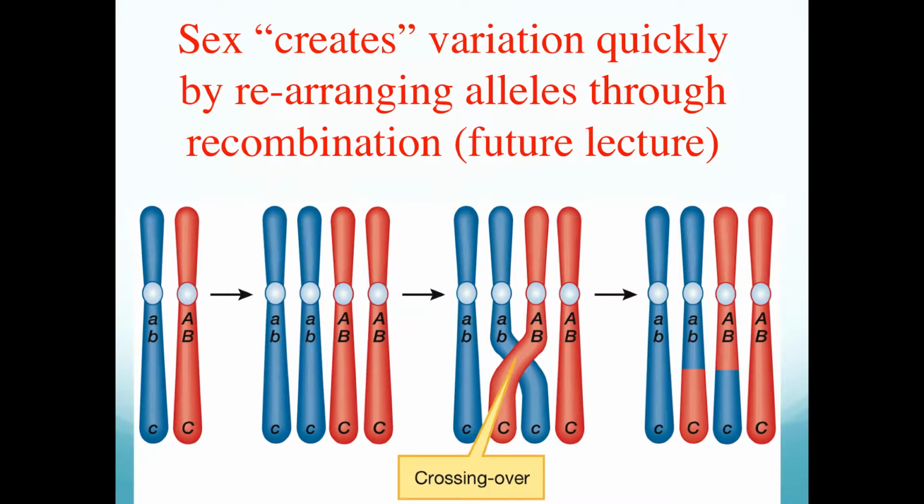So sex, just to reiterate, creates genetic variation by giving us different combinations of little a and big B and big C. So by putting little a and little b with a large C, we create a brand new variation. However, today we're going to be talking about simply new mutations rather than recombination.